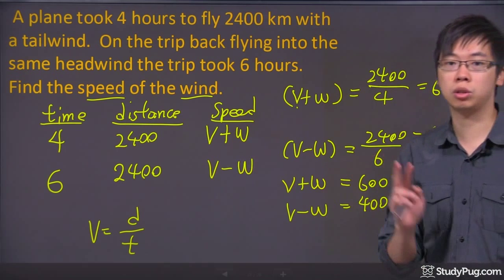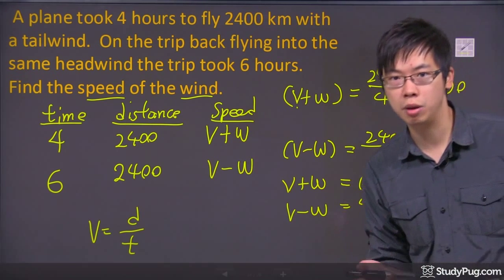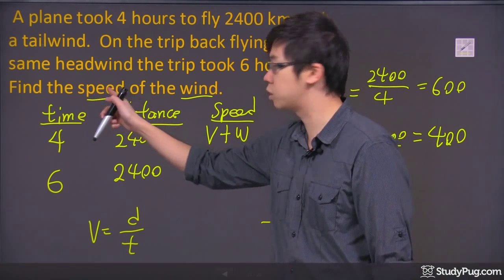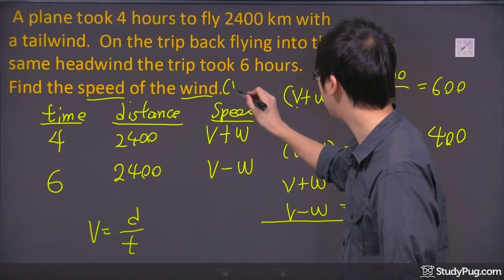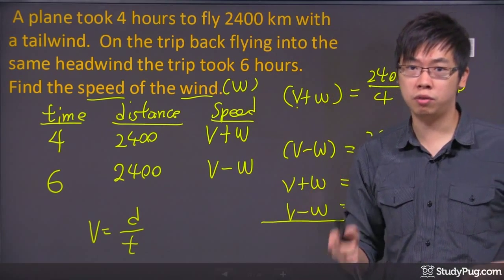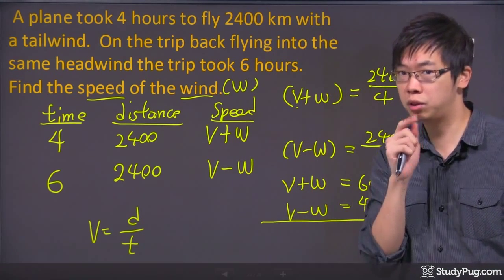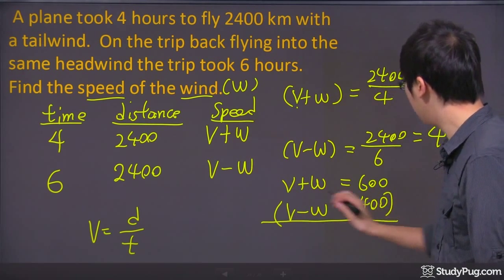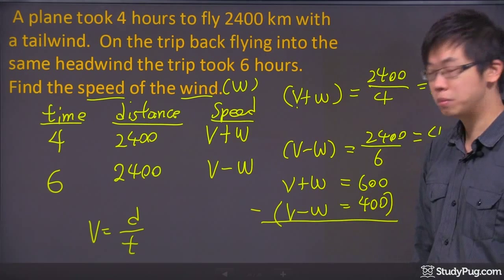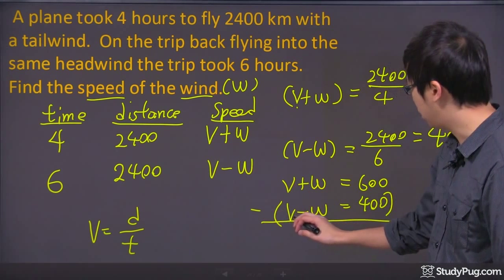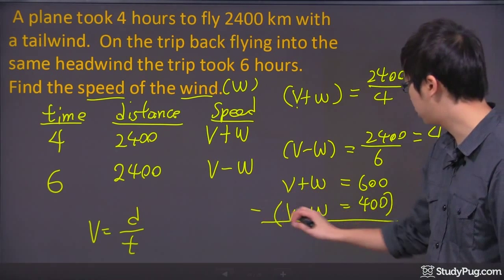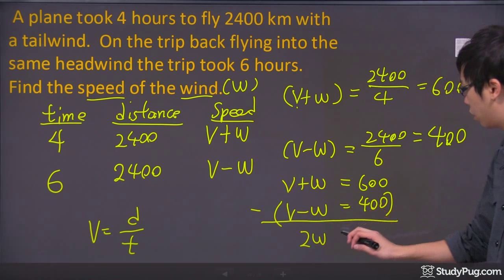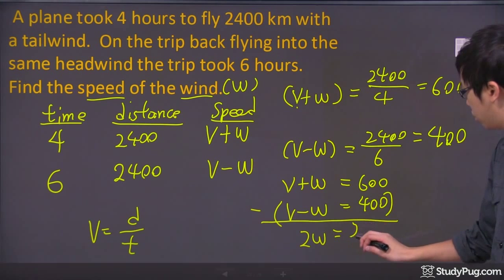Now we're going to solve these two equations by using elimination. I'm going to draw the line down here, and because we're trying to find the speed of the wind, which is just w, I'm going to get rid of v, the velocity of the plane. So how do I get rid of v here? Well, how about a little bit of deletion right there? v minus v, that part is gone. w minus negative w gives you 2w, and 600 minus 400 gives you 200 here.